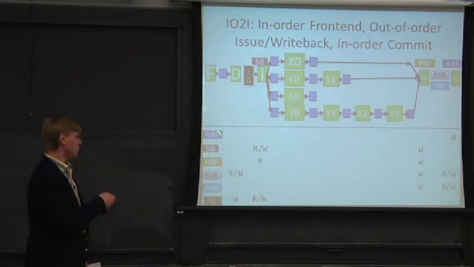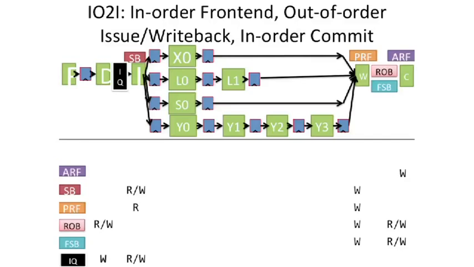So this has all of those structures that we had before. It's sort of the union of everything. We have an issue queue, a future store buffer, a reorder buffer, physical register file, scoreboard, and architectural register file. This requires us to have everything. And we can start thinking about what this does to performance.